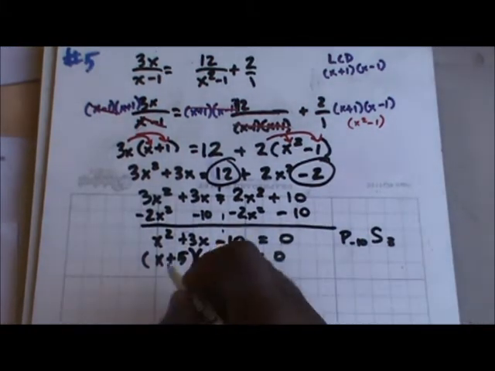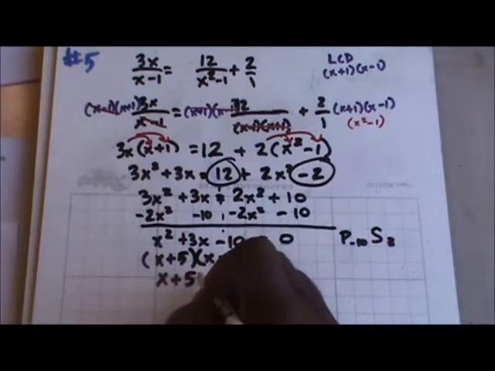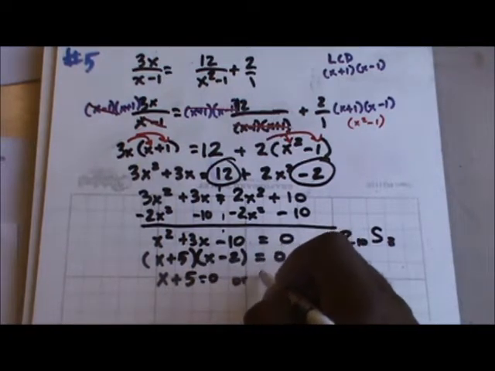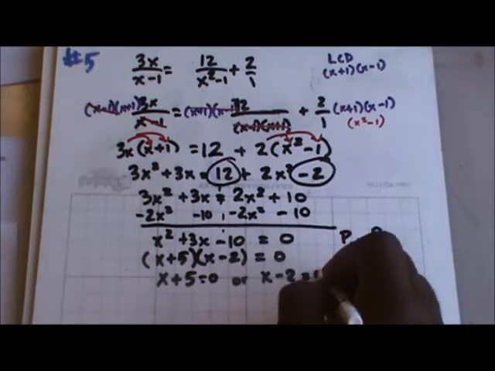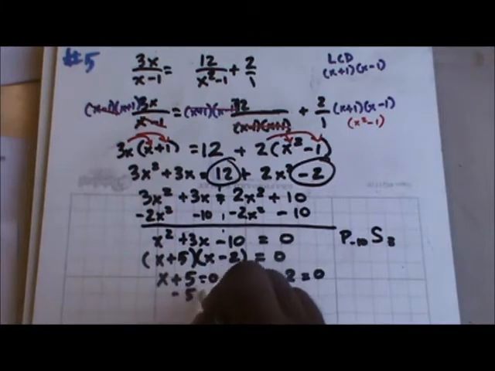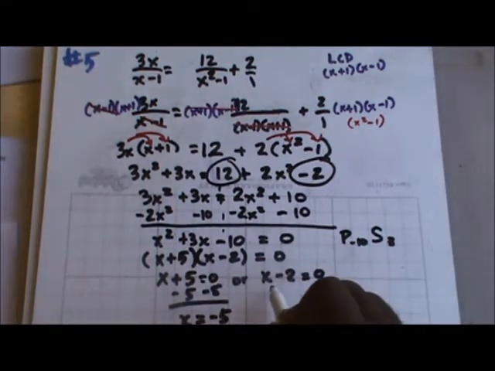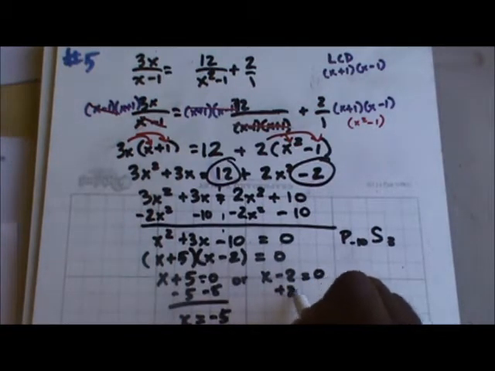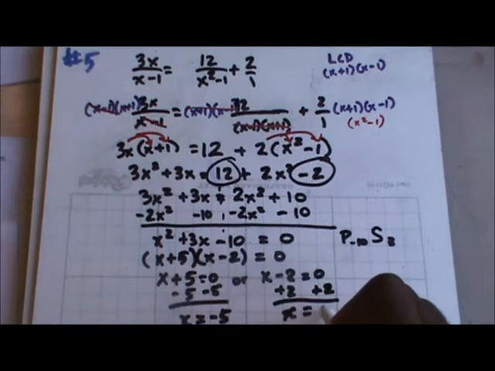From here, zero product rule. x plus 5 is equal to 0, or x minus 2 is equal to 0. Subtracting 5 from both sides gives us x is equal to negative 5. And adding 2 to both sides will give us x is equal to 2.